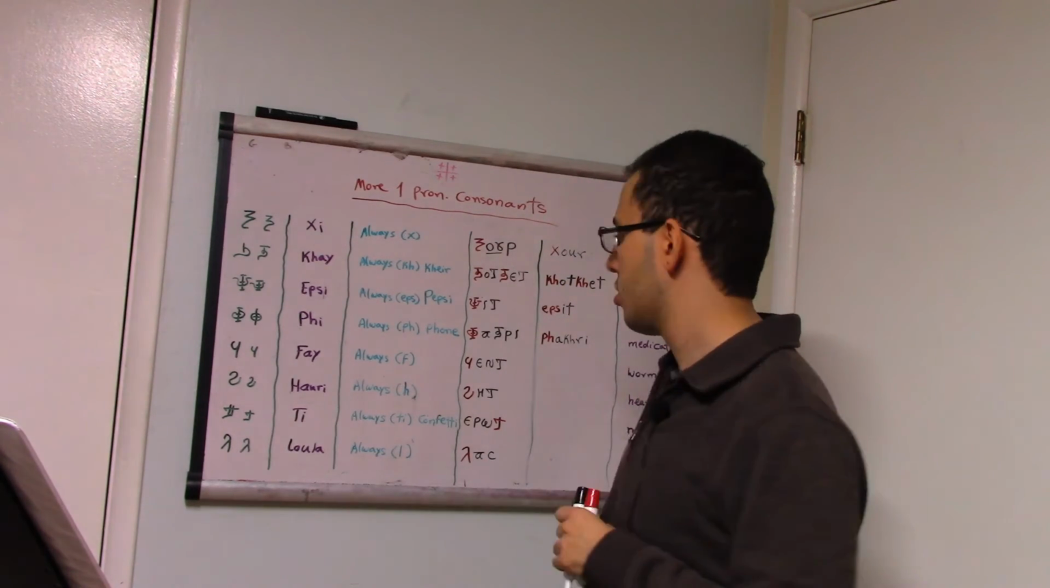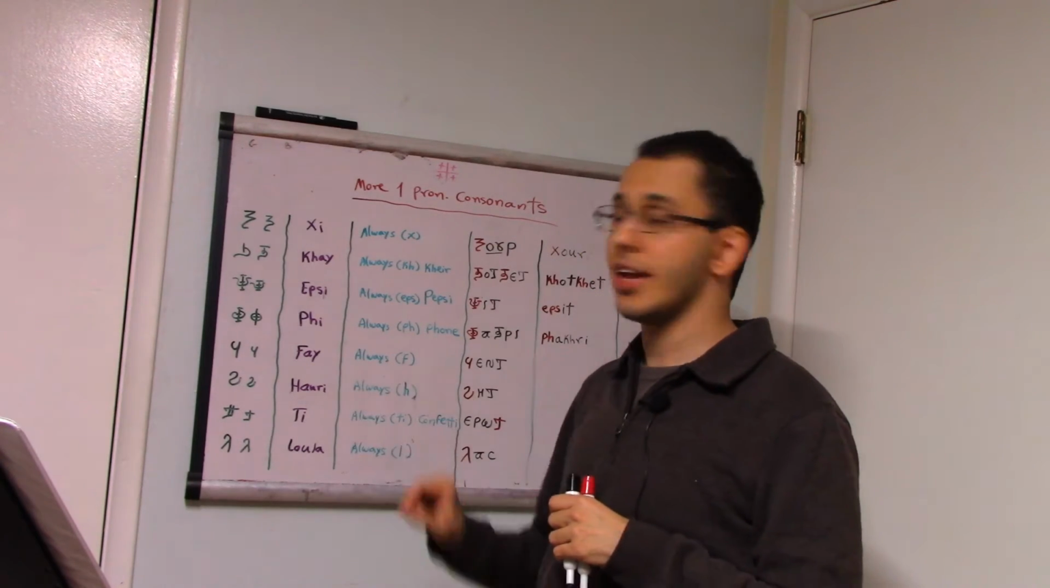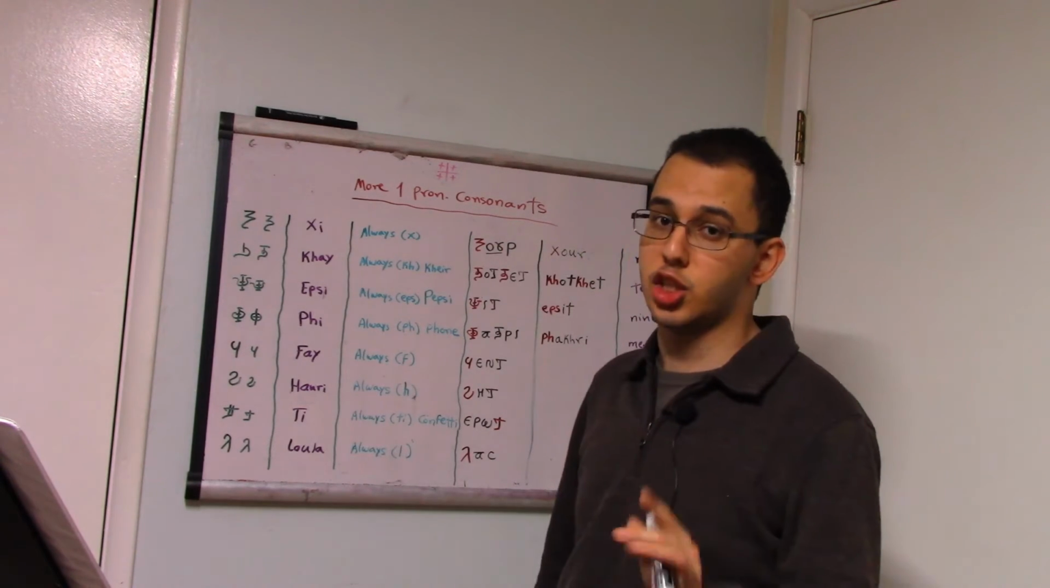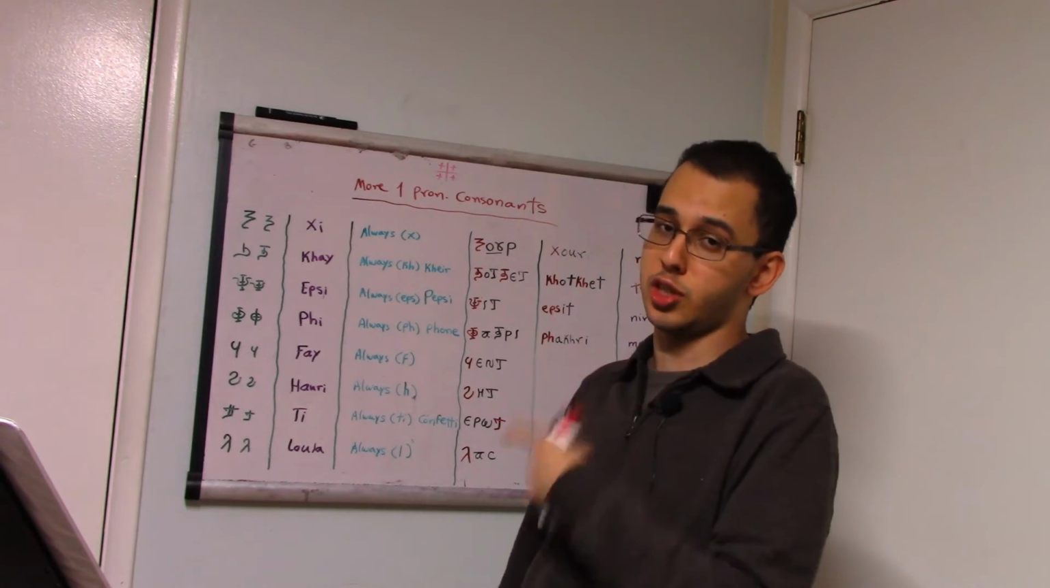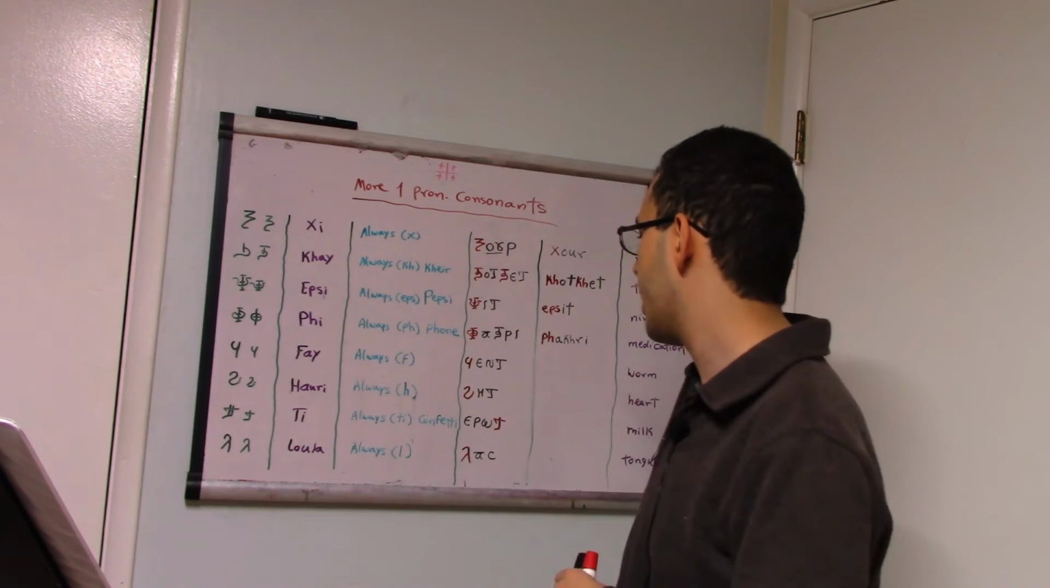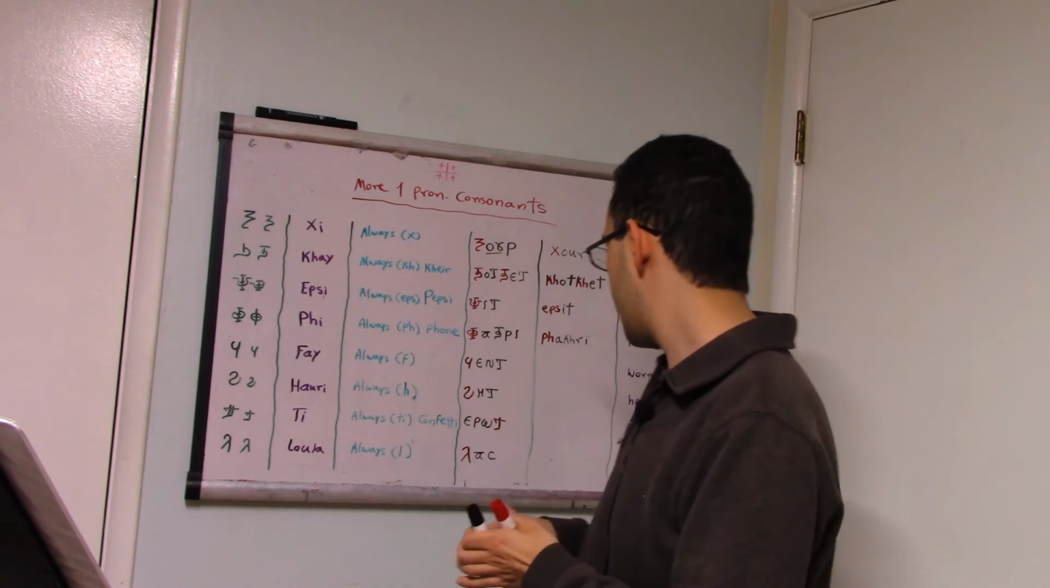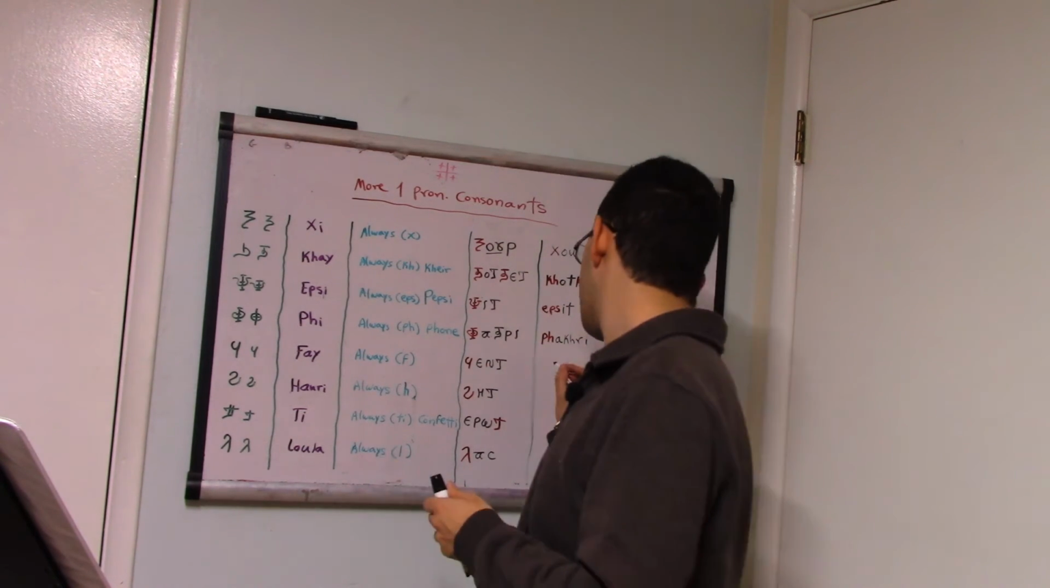Next one is phi. Phi is an F. This is the F you're used to, not the BH. You cannot put BH for this one. If you do BH for this one, it's wrong. It's F. Okay? So it's always F. And the example word first is the phi, so it's an F.